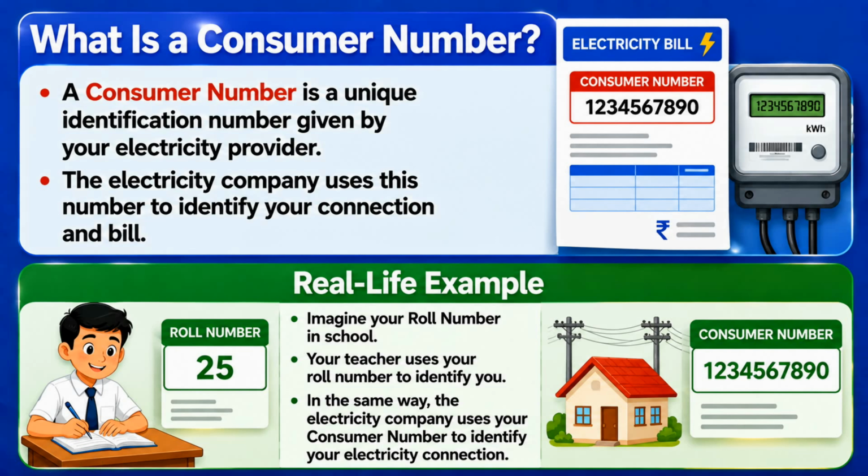What is a consumer number? A consumer number is a unique identification number which is given by your electricity provider. The electricity company uses this number to identify your connection and the bill.